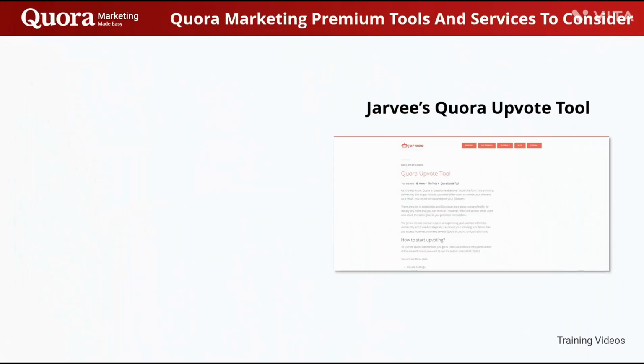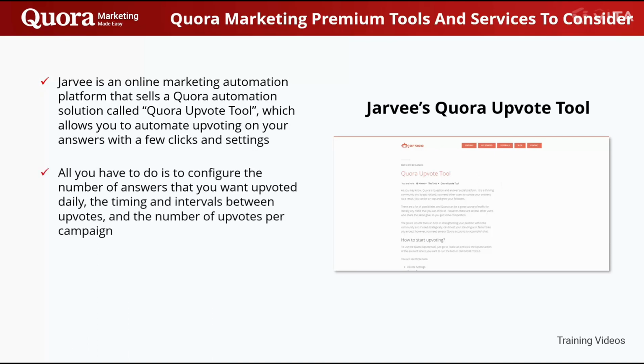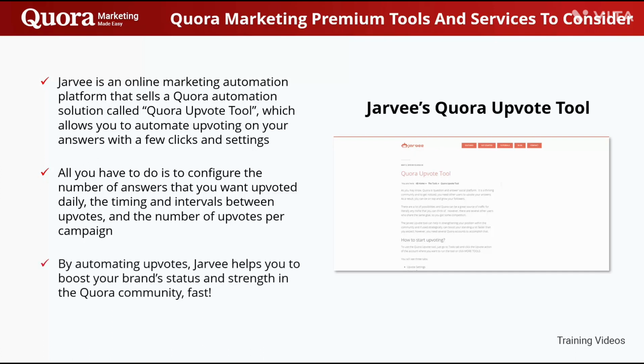Jarvie's Quora Upvote Tool. Jarvie is an online marketing automation platform that sells a Quora automation solution called Quora Upvote Tool, which allows you to automate upvoting on your answers with a few clicks and settings. All you have to do is configure the number of answers that you want upvoted daily, the timing and intervals between upvotes, and the number of upvotes per campaign. By automating upvotes, Jarvie helps you to boost your brand status and strength in the Quora community fast.